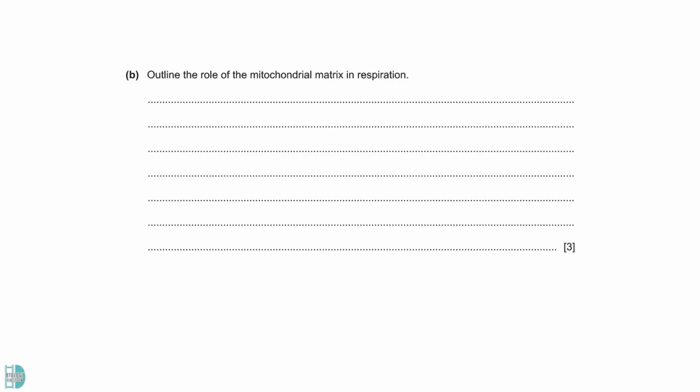B. Outline the role of the mitochondrial matrix in respiration. The command word is outline, so you don't have to elaborate on each of the roles too much in detail. You should provide a wide range of answers which are short and precise.